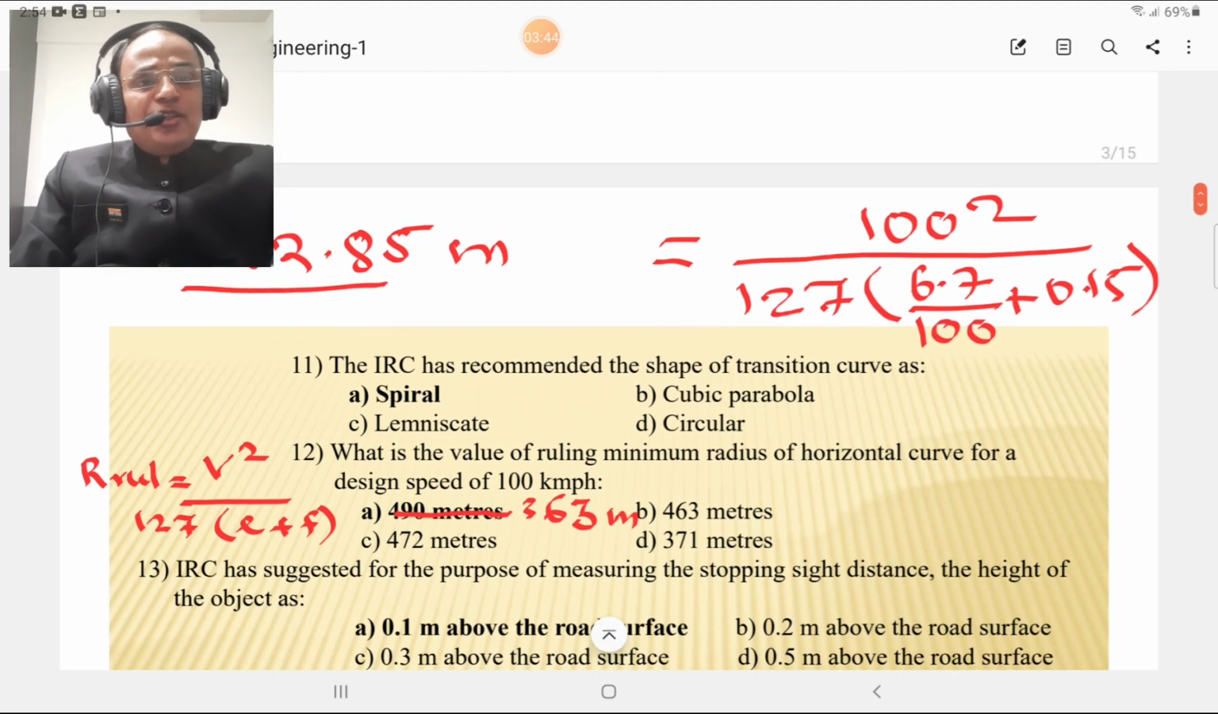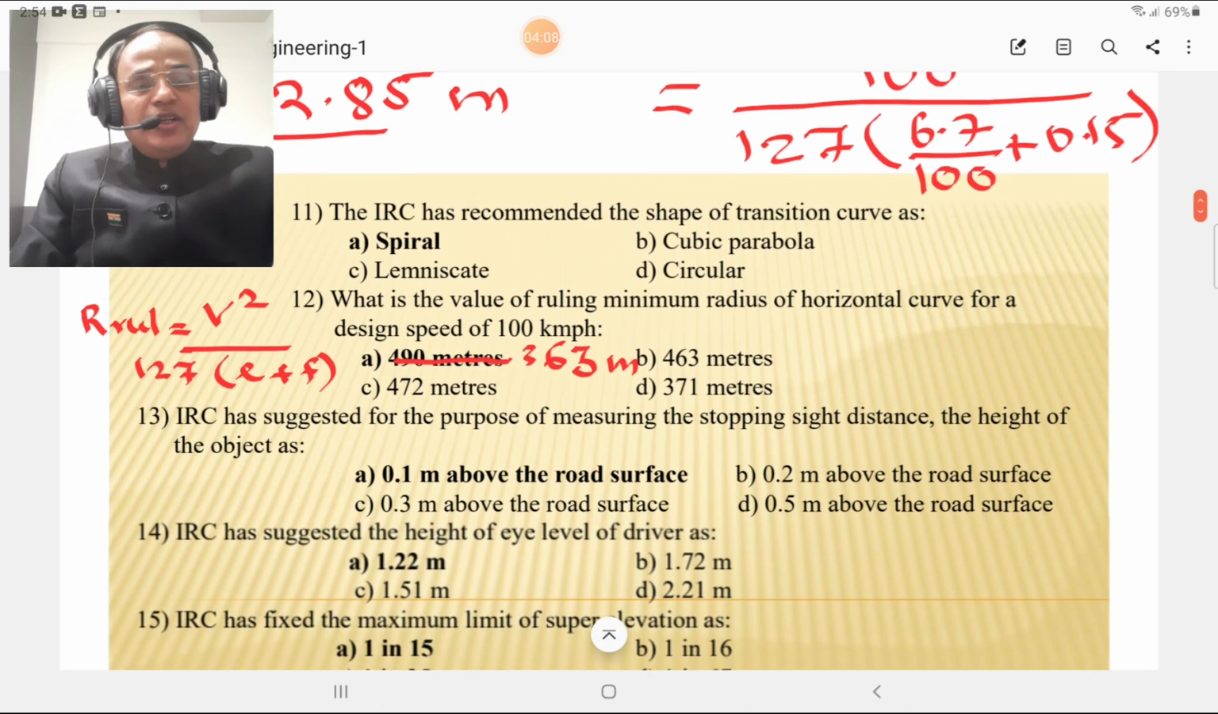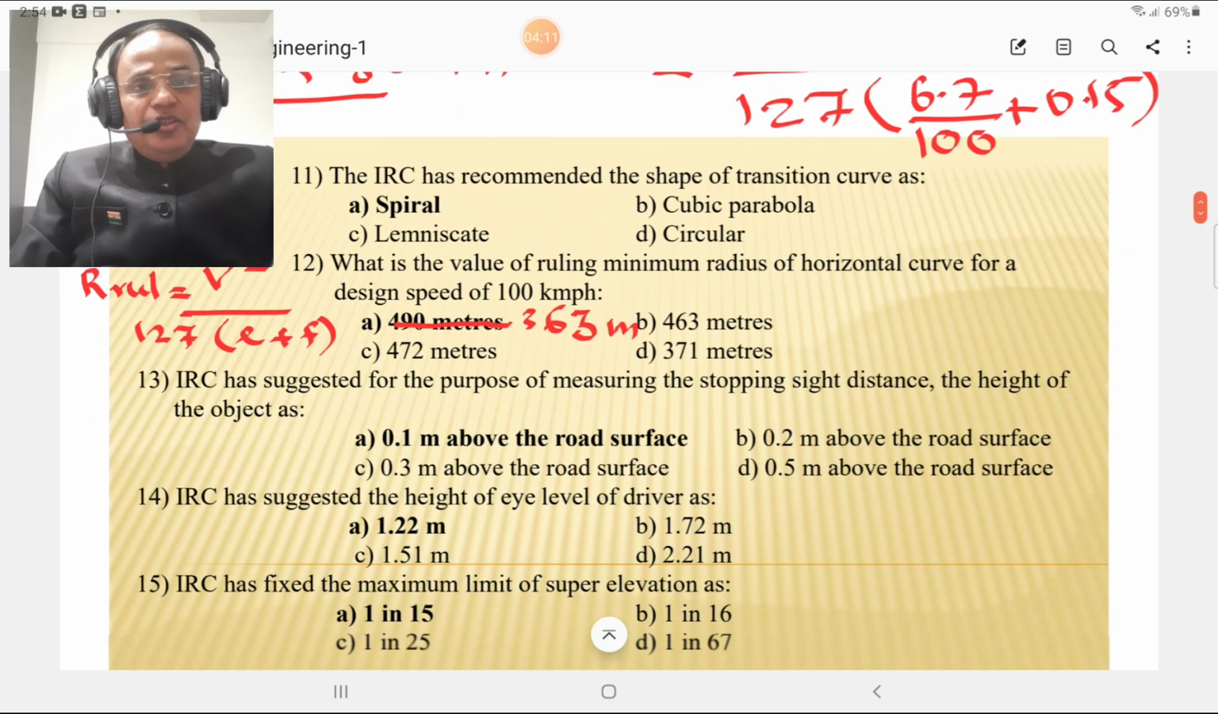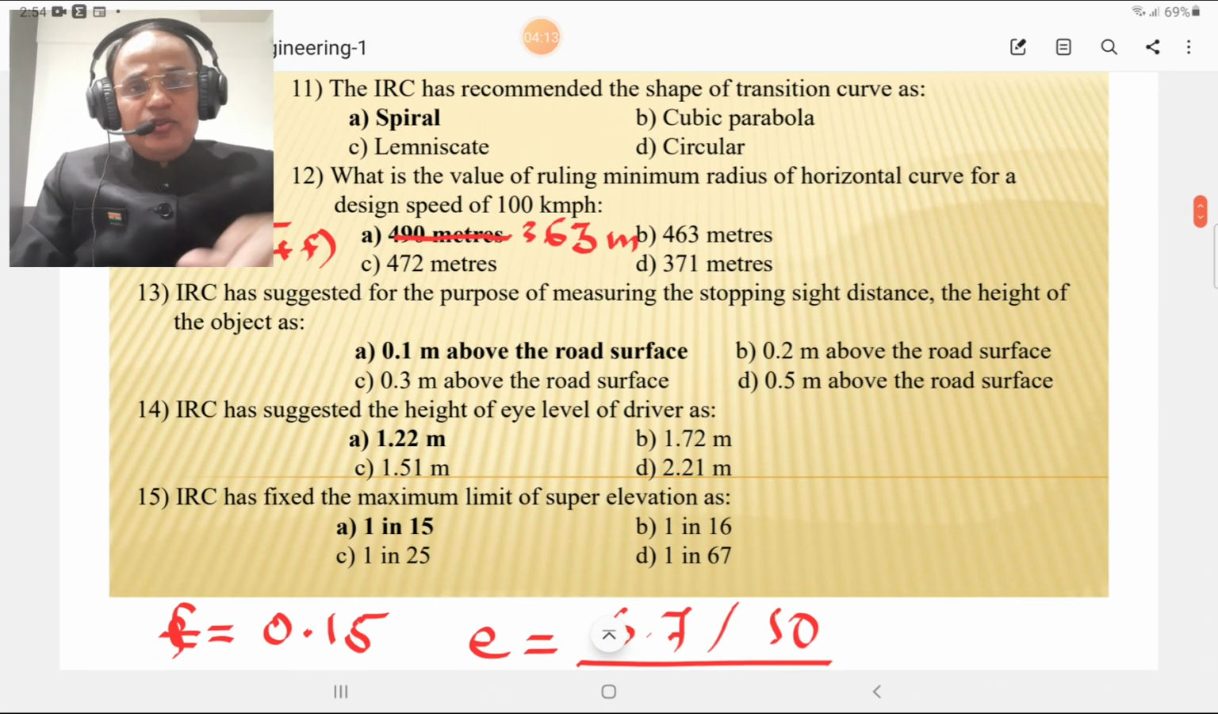So you can take it as 6.7 divided by 100. What is the value of V, that is velocity in kmph: 100 square divided by 127 is the empirical value. Value of E is 6.7%. We assumed it as the maximum super elevation for plain area. That's 6.7 divided by 100 plus 0.15, that is coefficient of lateral friction. You get the value of 363 meter or 362.85 meter. So you can calculate on calculator.